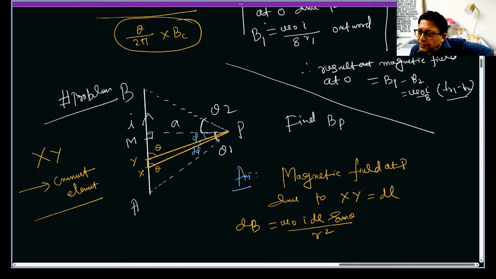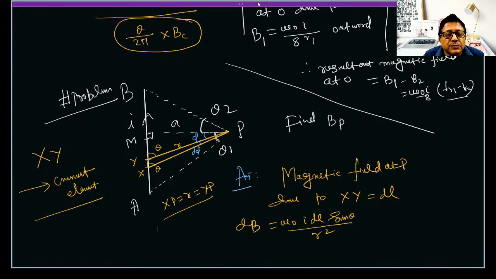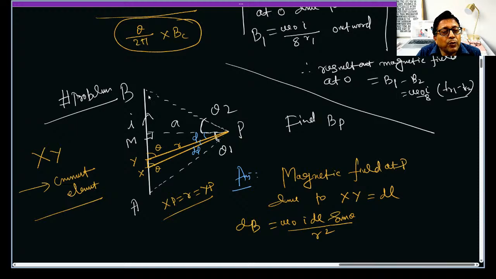Am I correct? Done? R is this distance. I did not write it here. This XP is r, YP also r. So dB is mu 0 I dl sin theta by r square. There is no problem in understanding this, because with the current element the direction makes an angle theta, that's why sin theta. I want to cover the whole AB, so theta doesn't help. I have to go for phi. Phi is changing from this theta 1 to that theta 2.